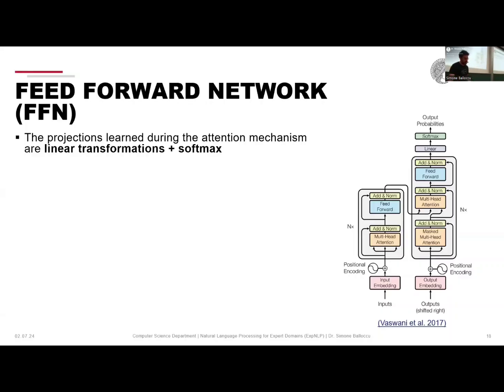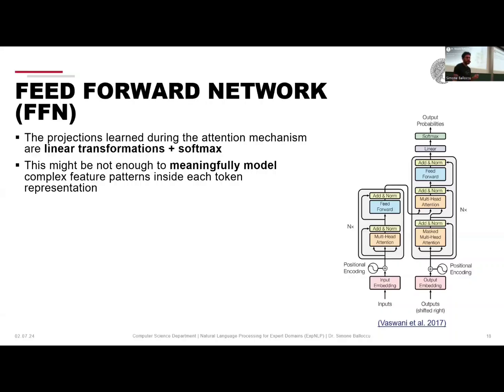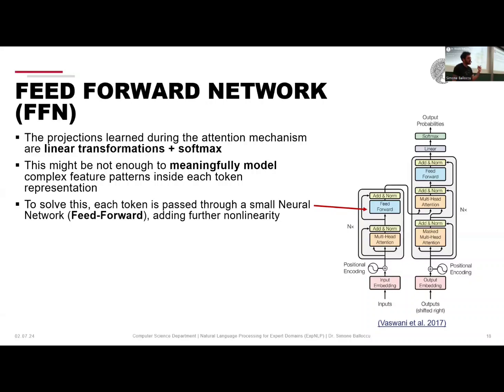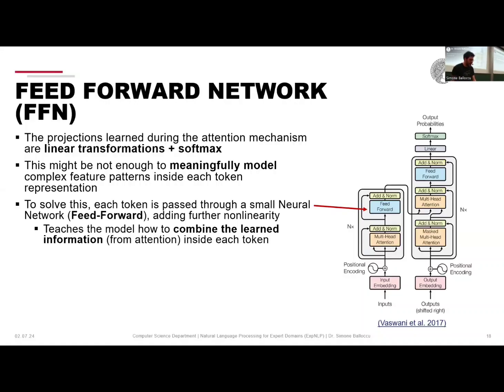If you recall from lecture 2 or 3, when we saw non-linearity, that's not great because these are still kind of models that learn lines. So this doesn't let us learn meaningful patterns. It may not be enough. So what we do is pass each token to a small neural network, which is called feed-forward, because you feed the input across the network, apply some non-linearity, and then output it. This adds further non-linearity and teaches the model how to combine the learned information inside each token.